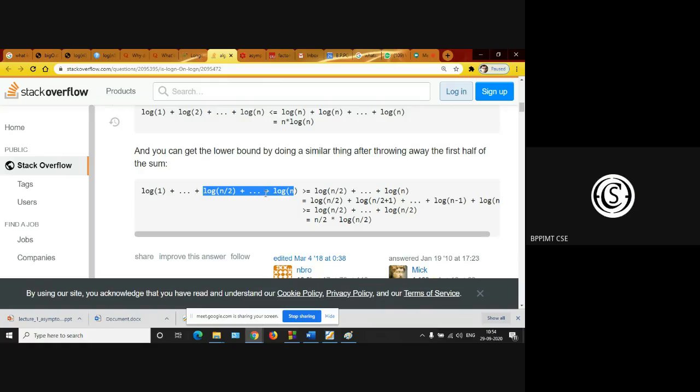Is it fine? Yes, sir. So this is greater than or equal to lg n by 2 plus the second half portion, that is lg n by 2 plus lg n.